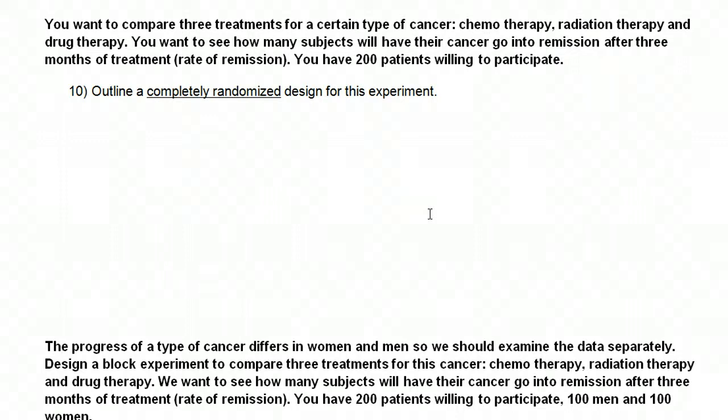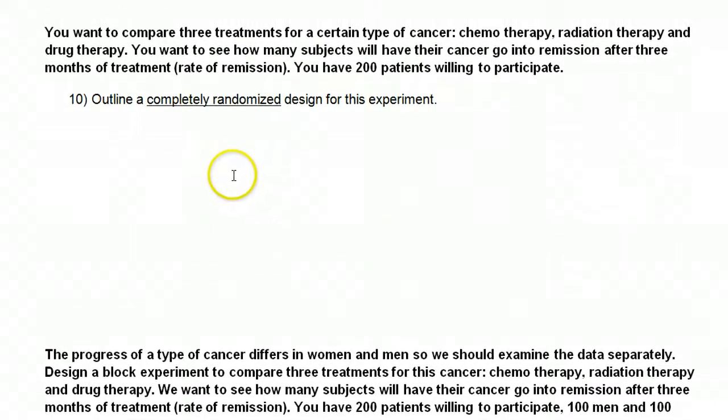Let's move on. You want to compare 3 treatments for a certain type of cancer. The treatments are chemotherapy, radiation therapy, and drug therapy. You want to see how many subjects will have their cancer go into remission, which is almost like going away, but you still worry. So you want to see how many subjects will have their cancer go into remission after 3 months of treatment. We'll call that the rate of remission. You have 200 patients willing to participate in this experiment. So first we want a completely randomized design.